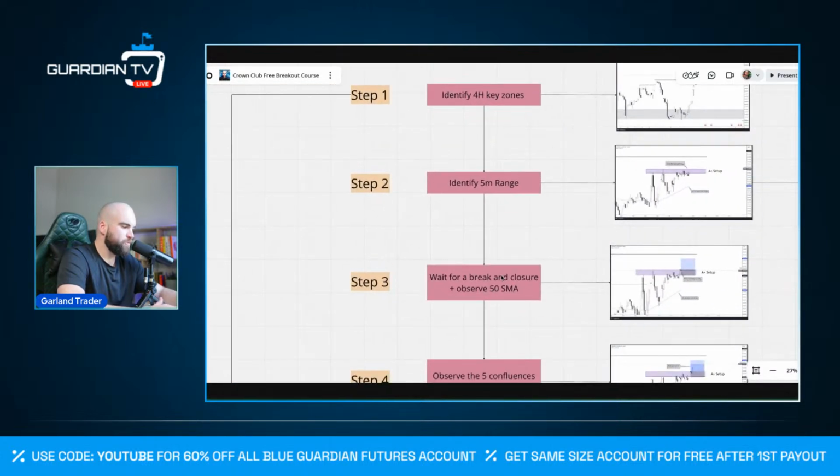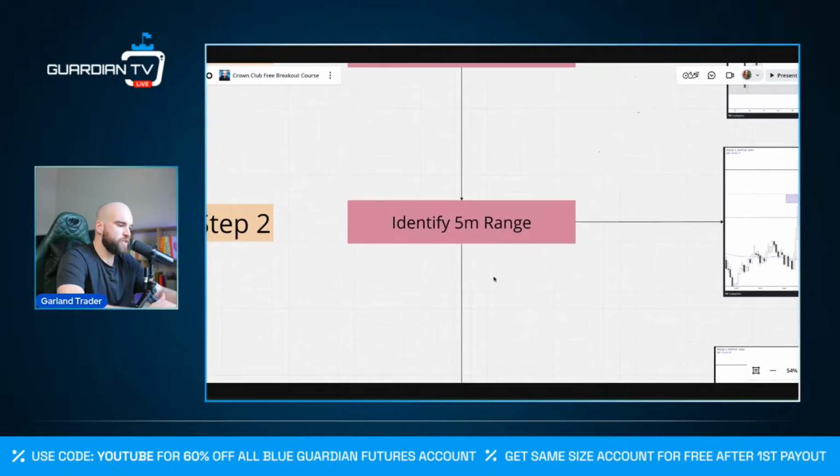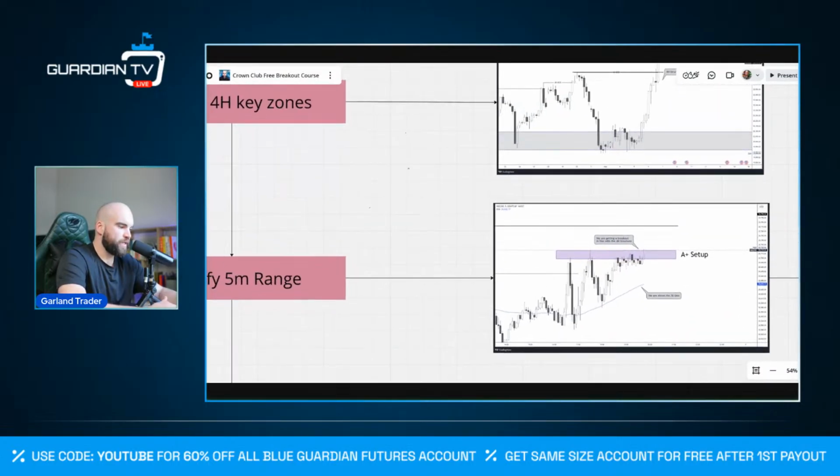However, the most important part is identifying the 5-minute ranges. Now, the 5-minute range is simply identified by looking at after 9:30 open. You are looking for a place where price has bounced multiple times on the extremities. So you can see price bounced here, here, and here. You can see here we have reacted multiple times in and around this area on the 5-minute time frame.